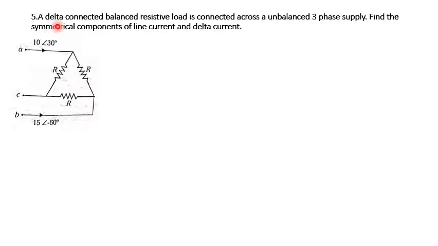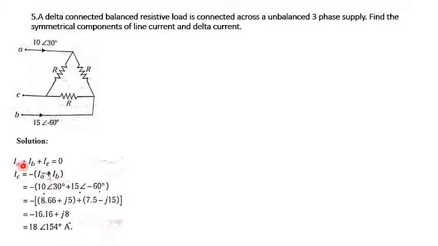Let us solve a simple numerical on the delta connected system. Consider a delta connected balanced resistive load which is connected across an unbalanced three-phase supply. Find the symmetrical components of the line current and the delta current. Let's solve this. We know that IA plus IB plus IC is equal to 0, so IC can be written as minus of IA plus IB.